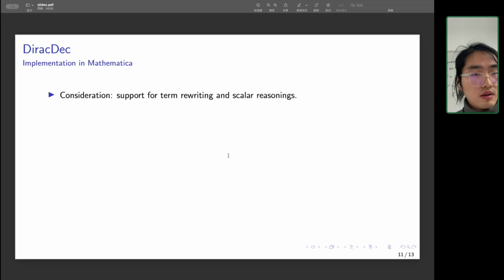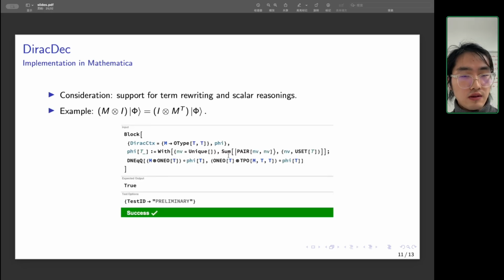And here is the raw code encoding the earlier example. You can see the first line defines the context. We have the operator n with the corresponding type.